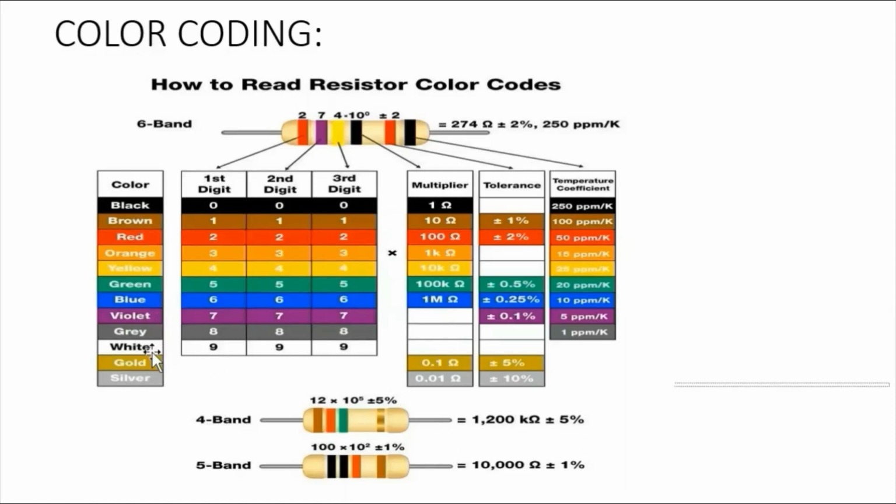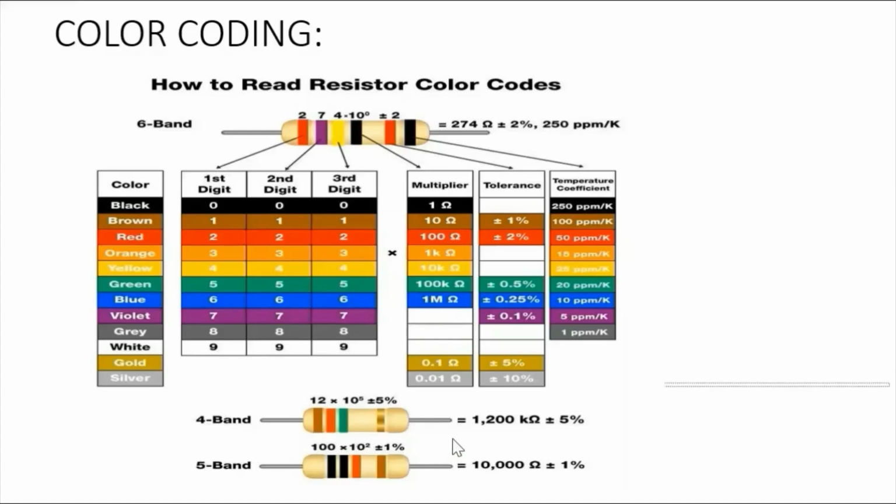To memorize these colors in sequential manner, we use a sentence like Bad Boys Run Over Yellow Gate But Violet Generally Wins. By memorizing this sentence, we put values from 0 to 9 in sequential manner. So like this we can memorize the colors. Now let us see one example of a 4-band color code. What is the resistance value of this resistor?